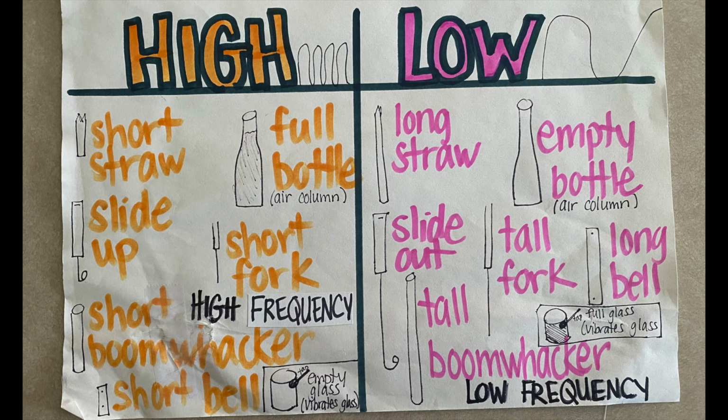I can see all of the high-pitched items had things that were short, causing the frequency to happen more often. And all of the low-pitch items happened less frequently or not as often. That's why everything was long. What connections did you make?